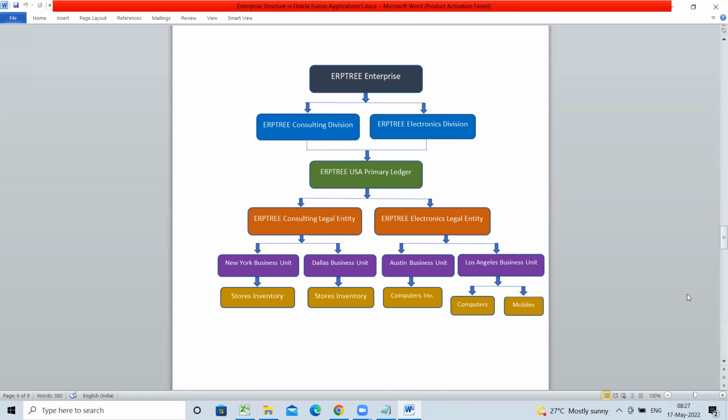To differentiate, they have given three balancing labels: primary balancing segment label, secondary balancing segment label, and third balancing segment label. Three we have given, but in today's session itself we'll discuss the best practices when we design the chart of accounts. There we'll discuss how many labels we have to use.